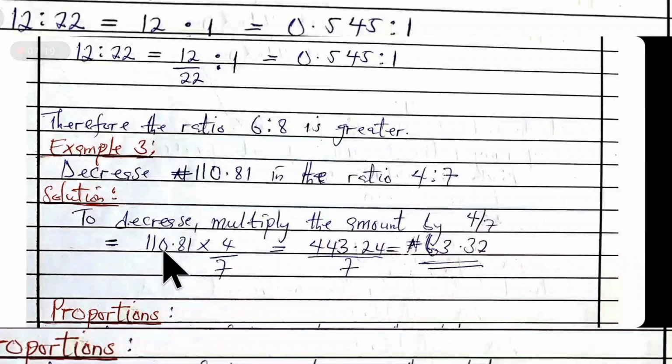This is going to be equal to 110.81 times 4, which will give us 443.24, all over this 7. 443.24 divided by 7 will give us 63.32 naira. We have decreased it. You see that the money reduced to 63.32 naira.